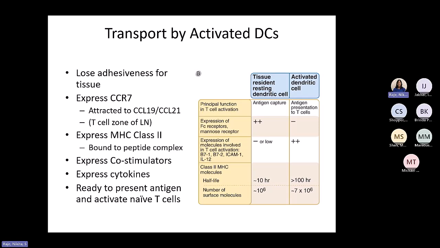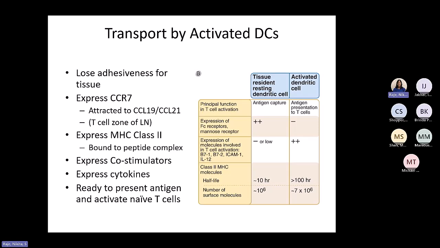So for instance, in terms of the dendritic cells, say they are sitting in a tissue and they come across any kind of antigen that enters that tissue. It's going to recognize that antigen and then capture it. And then in that process, it will get activated. And these activated dendritic cells will lose adhesiveness for the tissue and start expressing certain chemokine receptors such as CCR7. So they are going to be attracted to the trail of CCL19 or CCL21. So remember, the receptors are called CCRs, and then the cytokines are named CCL in this case, right?